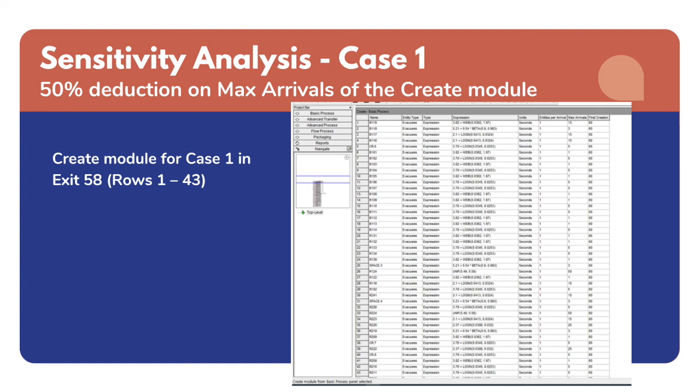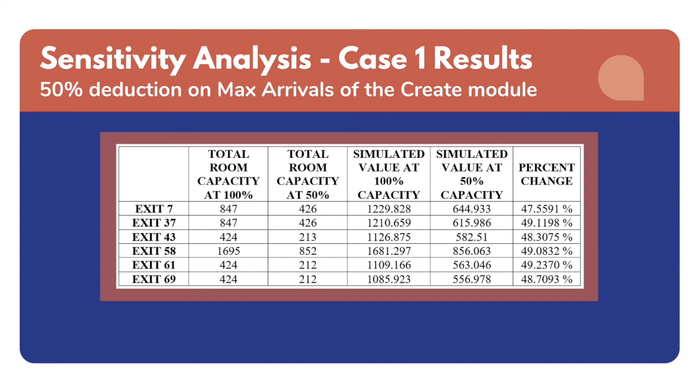For case 1, we considered a 50% decrease in the room capacities in the digital building, where we alter the maximum arrivals out of the rooms in the create module in the Arena model as seen on the figure on the slide here. The table shows the summary of results for all the exit models. We discerned that the room capacity affects the total evacuation time, with an approximate decrease of 47% to 50%, which is directly proportional to the case of decreasing the room capacities to 50%.